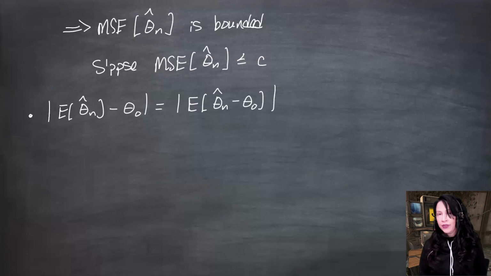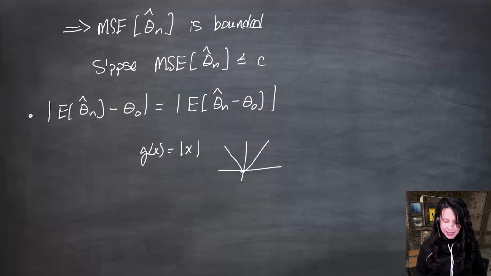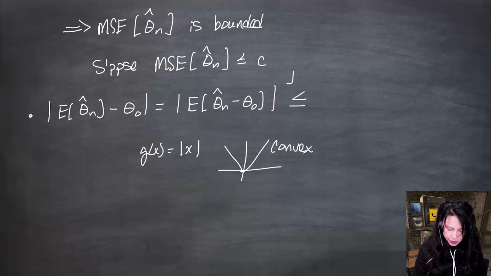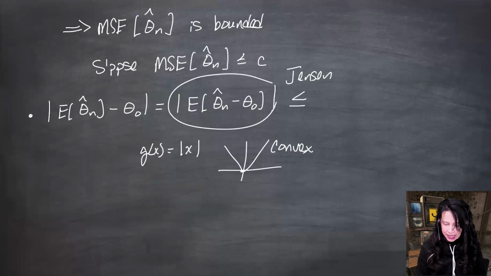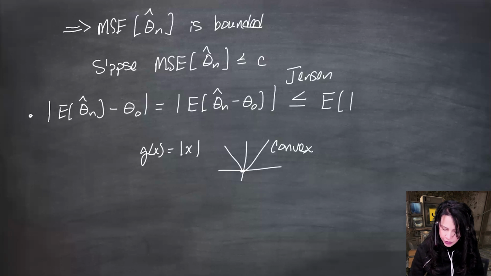And now I want to use Jensen's inequality on the function g of x equals the absolute value of x. That function is V-shaped. It is as convex as you can get. And so by Jensen's inequality, I know this is less than or equal to, here I've got g of an expectation, and that is less than or equal to the expectation of g of what's inside. So this is less than or equal to the expected value of the absolute value of theta n hat minus theta naught.